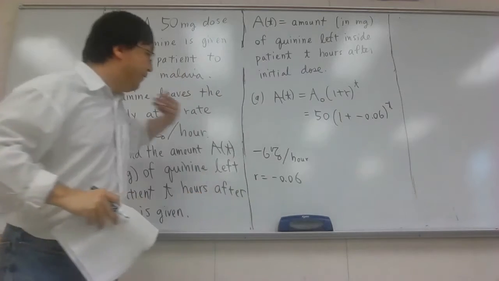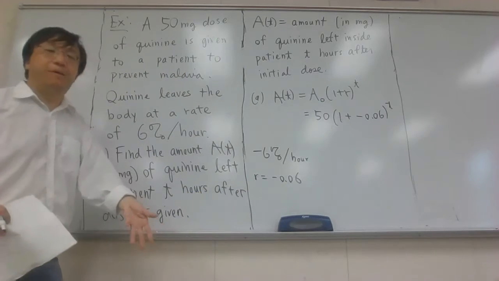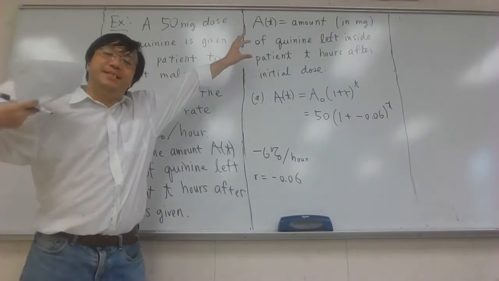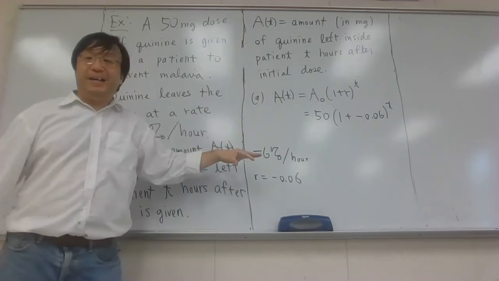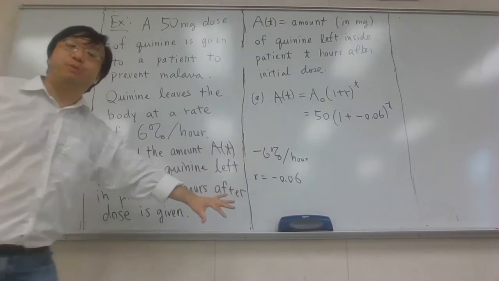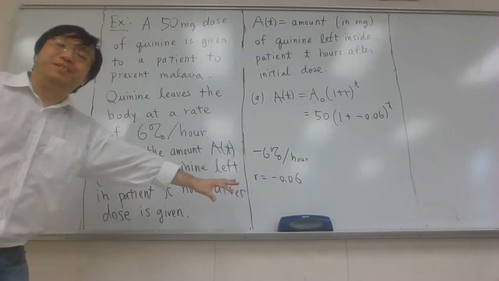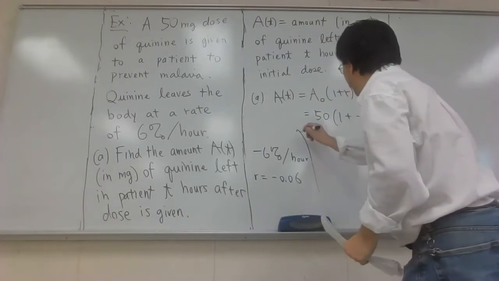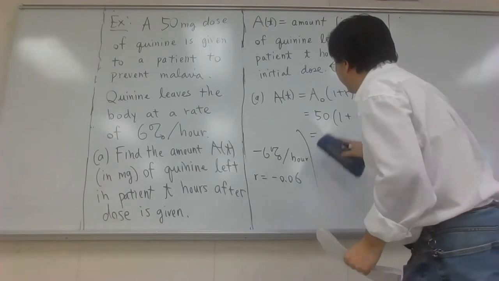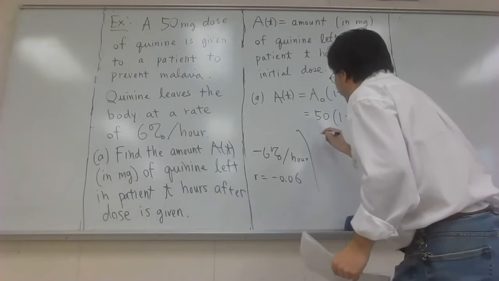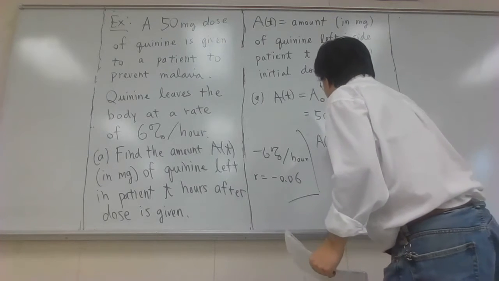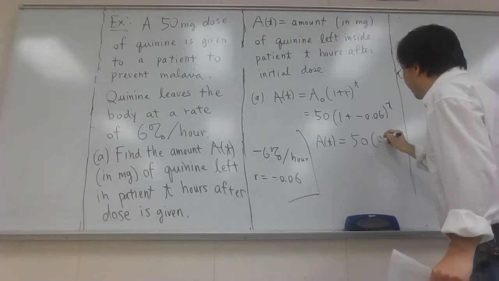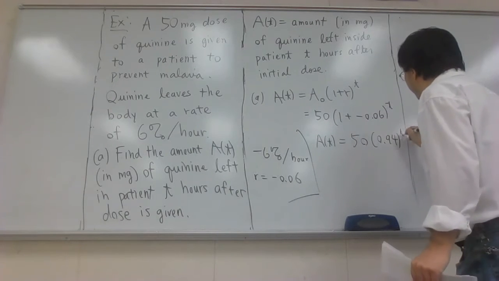Because the quinine is leaving the person's body at 6% per hour, the amount of quinine inside the person is decreasing by 6% per hour. So it's minus 6% per hour, and the decimal representation of that is minus 0.06. So then A(t) should be 50 times (1 minus 0.06), which is 0.94, to the power of t.